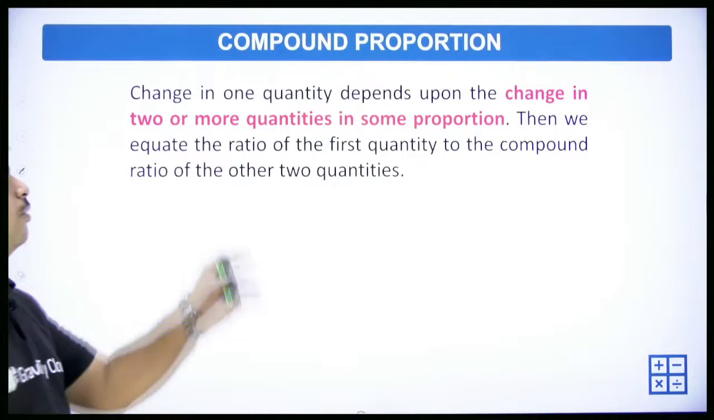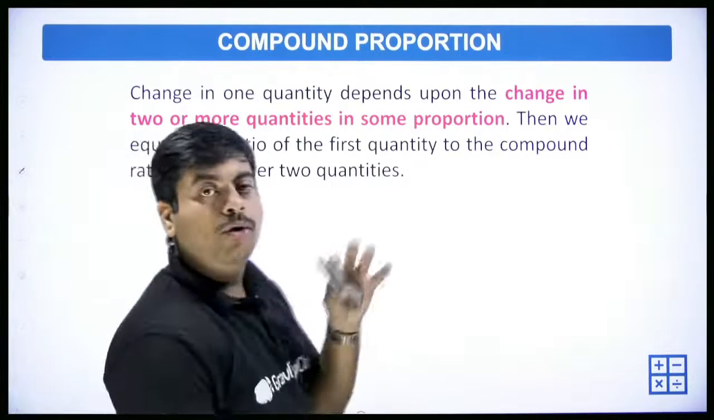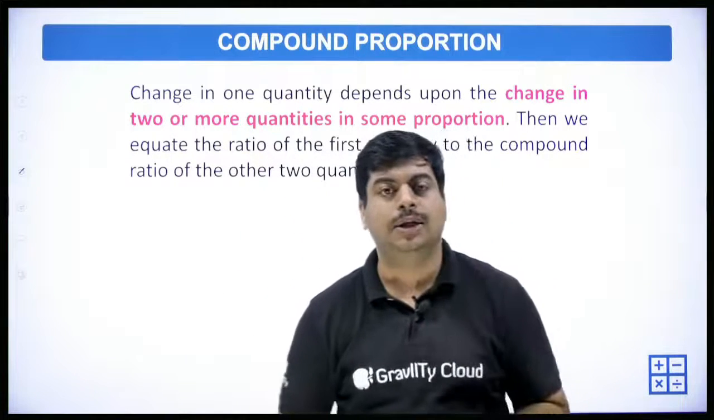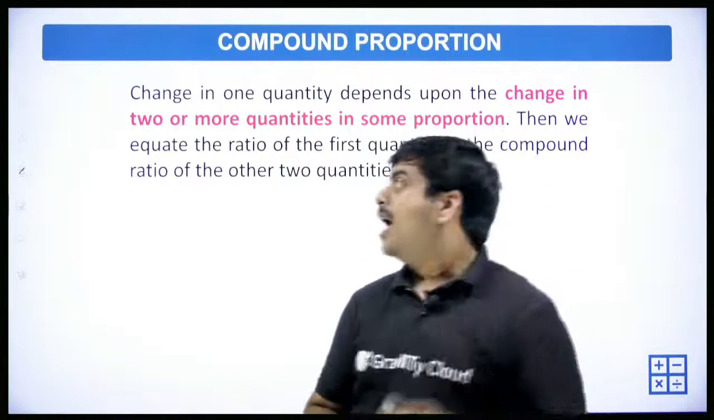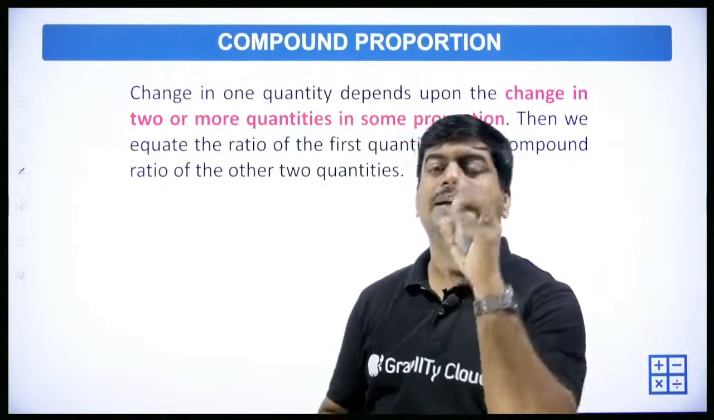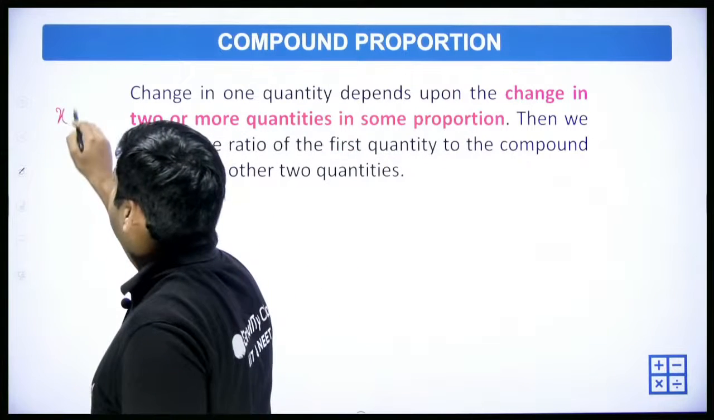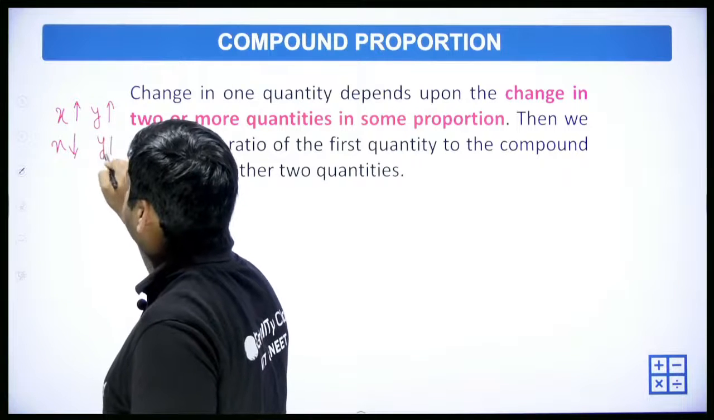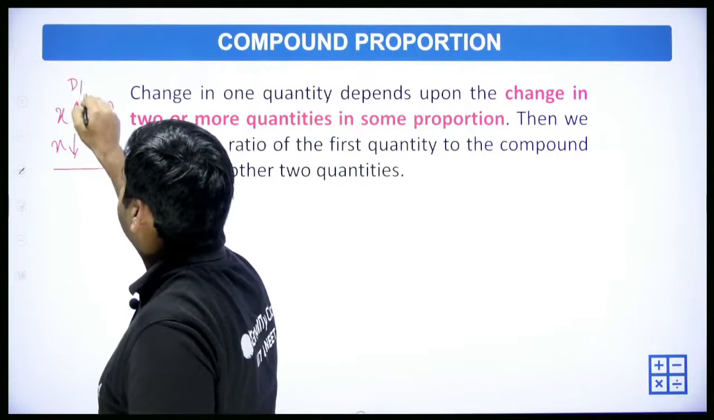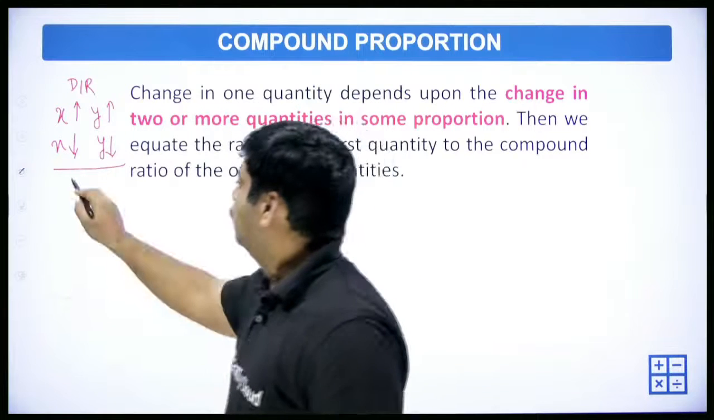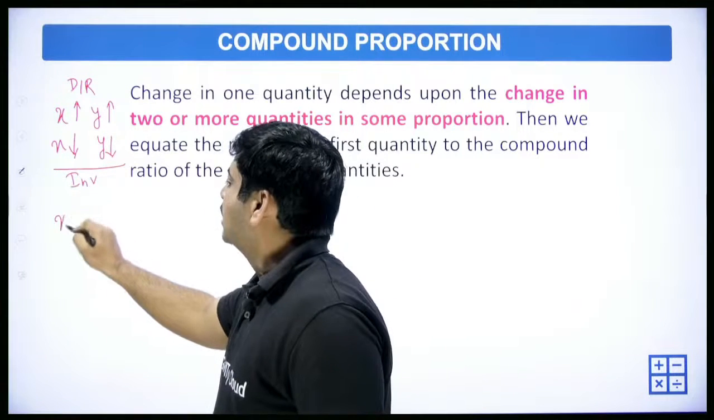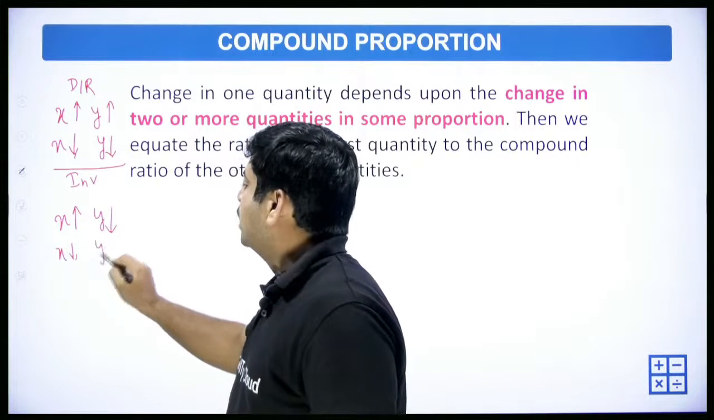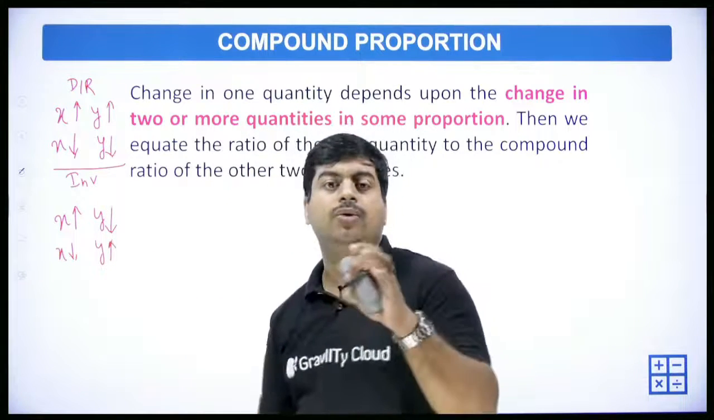Now let's try to understand what is a compound proportion. We discussed what is direct proportion, what is inverse proportion. Let's try to understand about compound. When I said direct, as x increases, y should also increase, or as x decreases, y should also decrease. This is about direct proportion. And we also discussed inverse proportion. In inverse, as x increases, y should decrease, or as x decreases, y should increase, right? So these two are two different proportions.